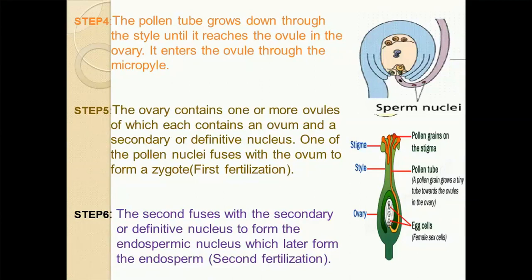Now, step 6, the second male gamete or nucleus will fuse with the secondary or definitive nucleus to form the endospermic nucleus, which will later form the endosperm. And at this time, the secondary fertilization has taken place. So you can see the image of the pollen tube going straight to meet the female gametes in the flower.